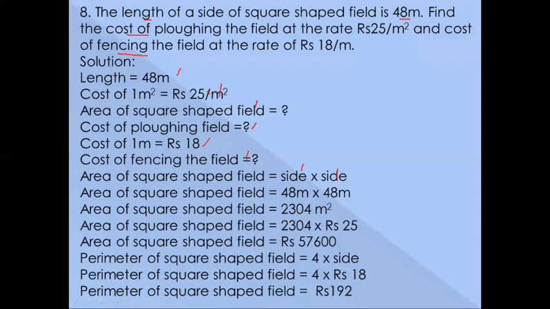Okay, the values 48 multiplied by 48 gives 2,304 square meter area, right? Its value per square meter is 25. Then we got 57,600. This is the cost for the square-shaped field. Okay, dear student, to find the perimeter, 4 times the side. Now here 4 multiplied by the value of the side, the square-shaped side.